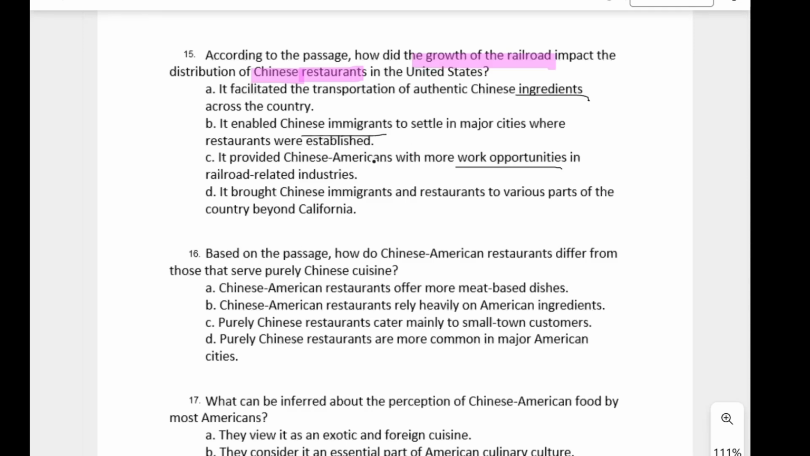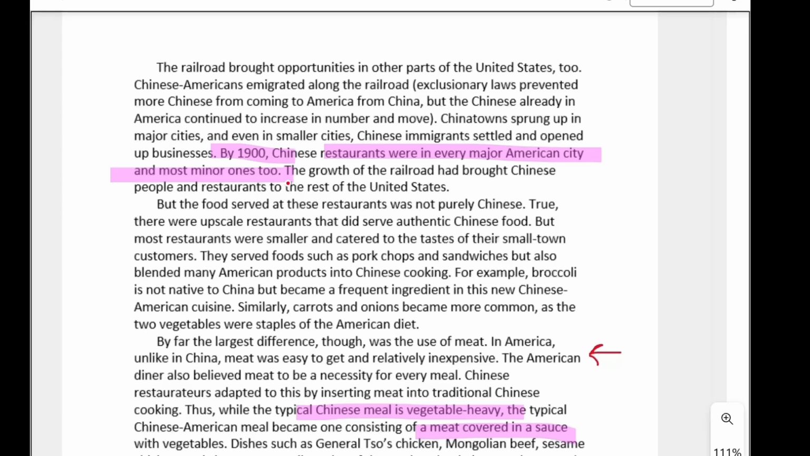Now, this one has nothing to do with what the question is. It's talking about Chinese restaurants. We're not talking about work opportunities in railroad related industries. Let's cross C out. D, it brought Chinese immigrants and restaurants to various parts of the country beyond California. Even without going to the text, I can already see that D is the only one that is mentioning the restaurants. The others only focus on immigrants or only focus on ingredients, but let's verify our answer. It's talking here about how railroad brought opportunities. Yes, we have the work opportunities, but we crossed out that answer. It had nothing to do with the restaurants. Be very careful with the word choices here. It talks about how Chinese Americans increased in number as they moved along, and they also established Chinatowns as they sprung up in major cities, even in smaller cities. So Chinese immigrants settled and opened up businesses.